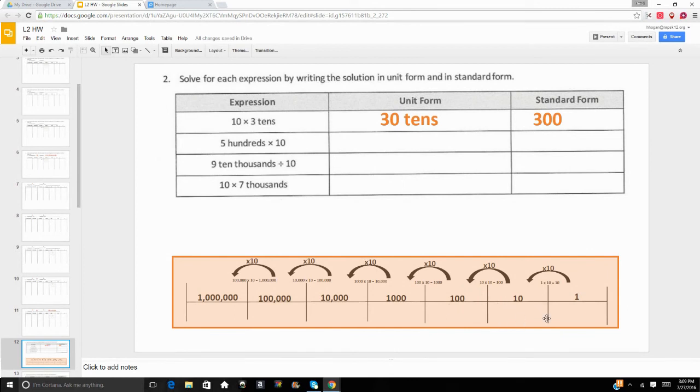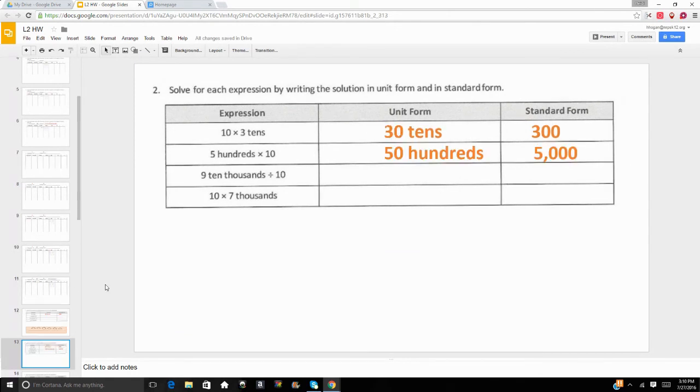Because 10, 20, 30, and we would regroup it into hundreds. 5 hundreds times 10 is 5 times 10. And they're in the hundreds place. So that would be 50 hundreds. And the next place over is the thousands place. So 50 hundreds would be 5,000.